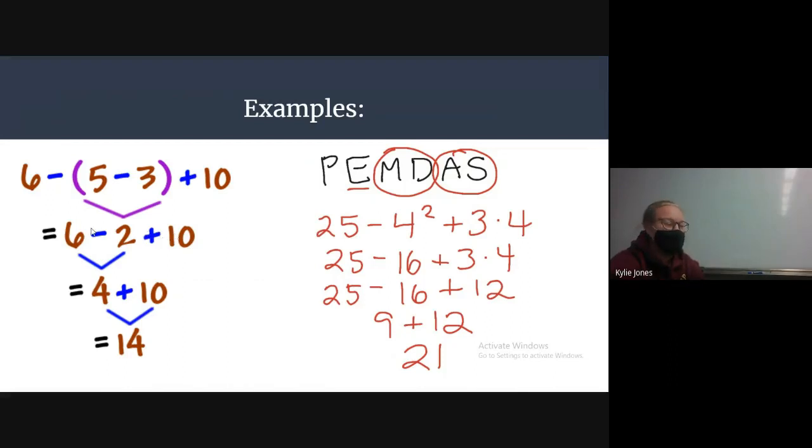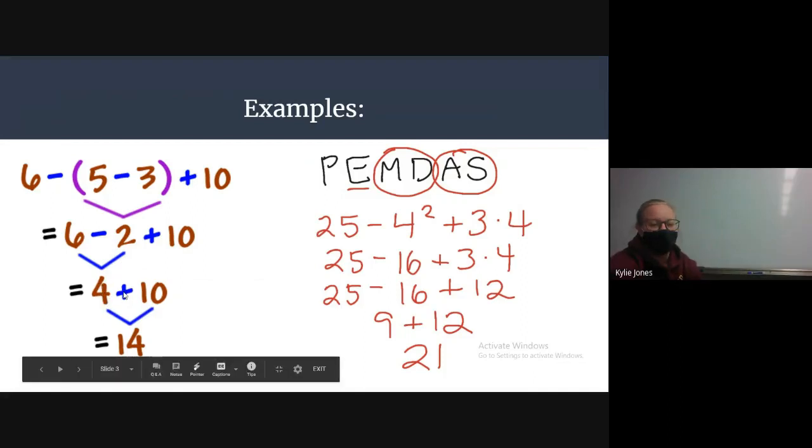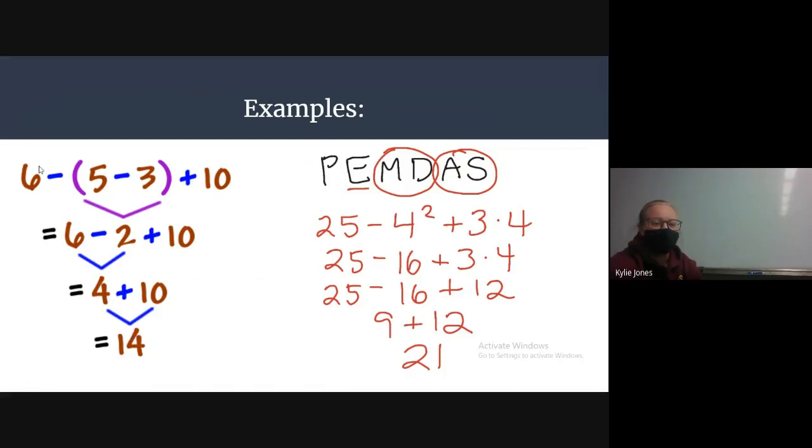Then, now that you have only addition and subtraction left, you just go from left to right. So 6 minus 2 you would do first. What is 6 minus 2? It's 4. So you get 4, and then you drop down the addition, the adding 10. And then you have one last operation left, 4 plus 10, which is 14. So when you do all the math on this, 6 minus 5 minus 3 plus 10, you actually get 14.